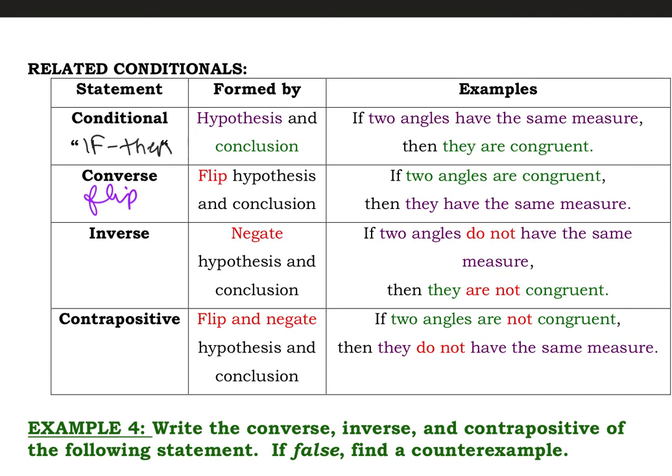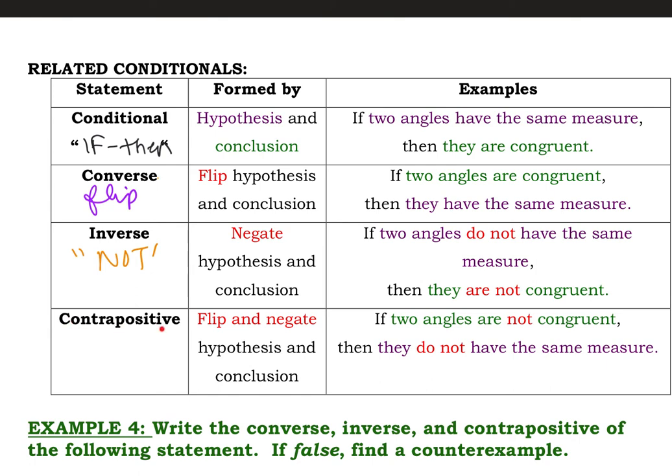When it's the inverse, all we're going to do is negate it. Some students like to remember that as we add the word not to it. Somewhere we add the word not. So here it says if 2 angles do not have the same measure, then they are not congruent. And that's what we wrote down here. Do not, is not, has not, cannot, whatever makes the sentence flow, it has to have that word not in it, okay? And then the contrapositive.